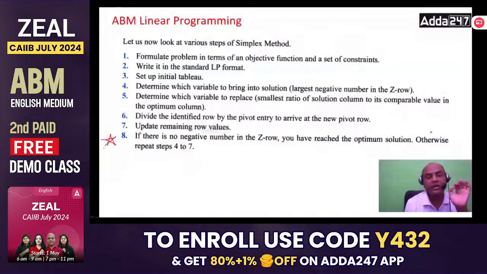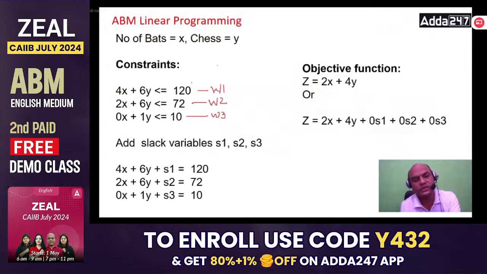Okay? In simplex method, I'll tell you only 3 to 4 questions are asked. One is this: when do we say we have reached a solution, number 1. Number 2, they ask you to write the constraint equations and write the objective function.